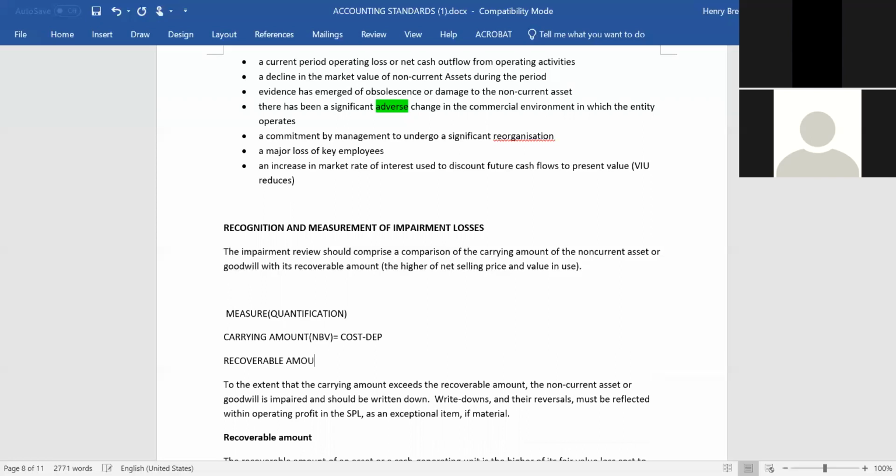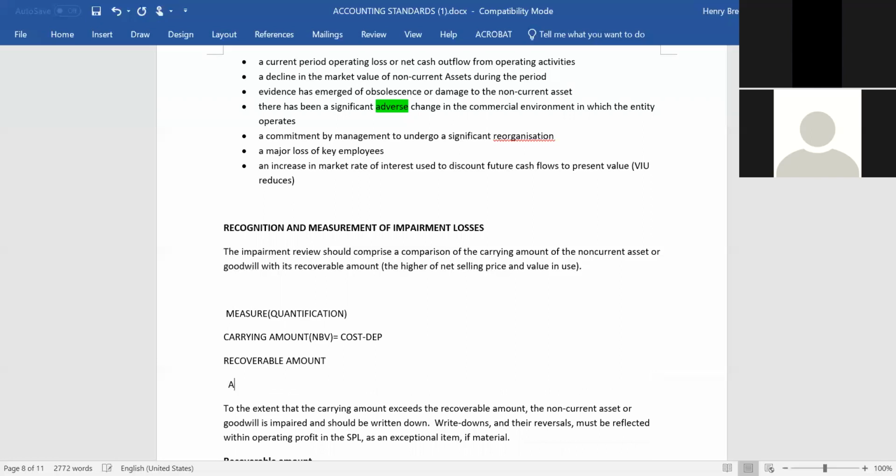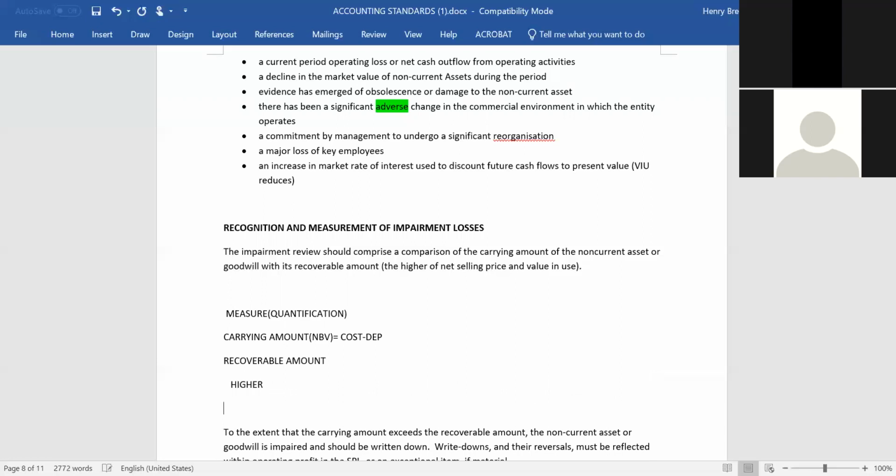For the recoverable amount, we look at two main things. We look at the higher of two main items. Let me make that A. What are they? First of all, A, we are talking about the value in use. Then we talk about B.